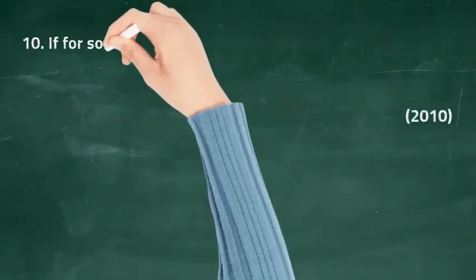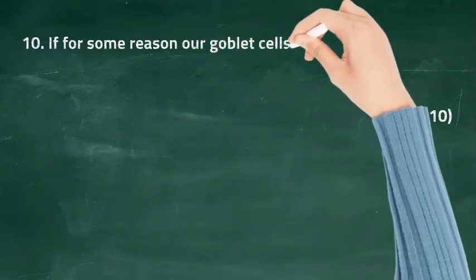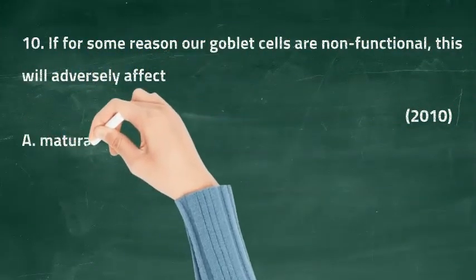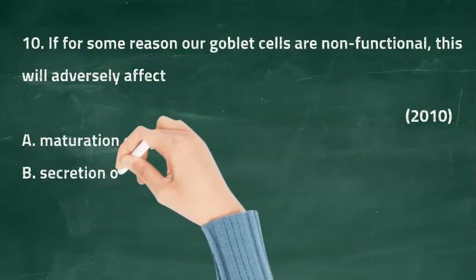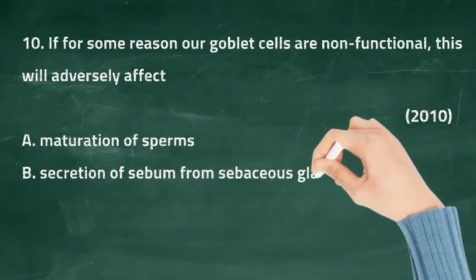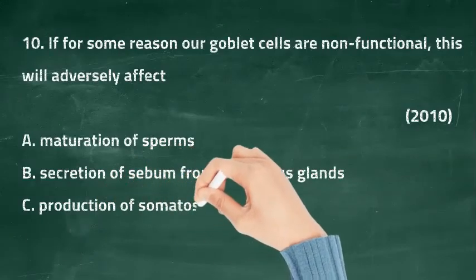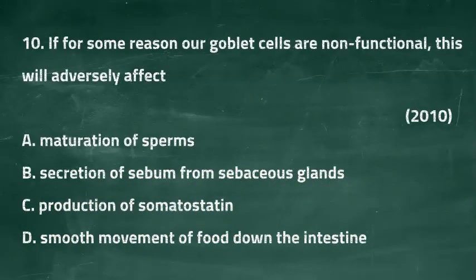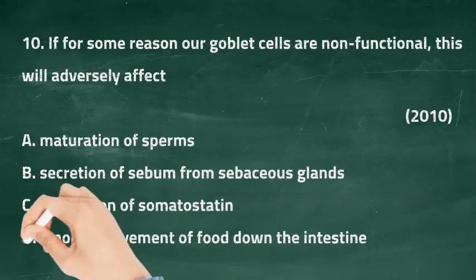The last question for this lecture is: if for some reason our goblet cells are non-functional, this will adversely affect option A, maturation of sperms, option B, secretion of sebum from sebaceous gland, option C, production of somatostatin, and option D, smooth movement of food down the intestine. The right answer is option D, smooth movement of food down the intestine.